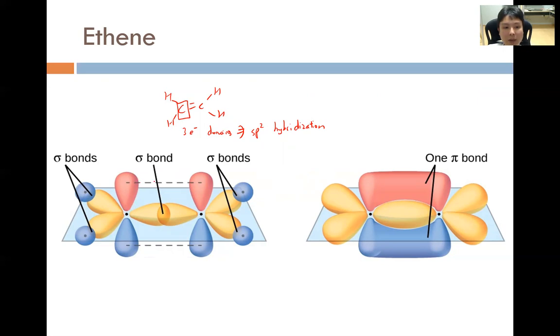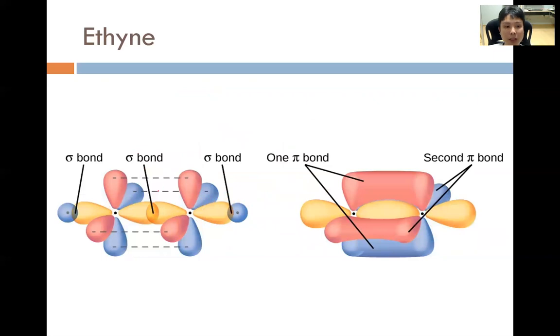It will sideway overlap with the unhybridized p orbital of the neighboring carbon atom, and this will result in a pi bond. And hence, between this carbon and this carbon is one sigma bond, which is formed by the head-on overlap between the sp2 orbital and the sp2 orbital, and the sideway overlap between two of the unhybridized p orbitals. Hence we have a double bond, one sigma bond plus one pi bond, which will form the ethene molecule.